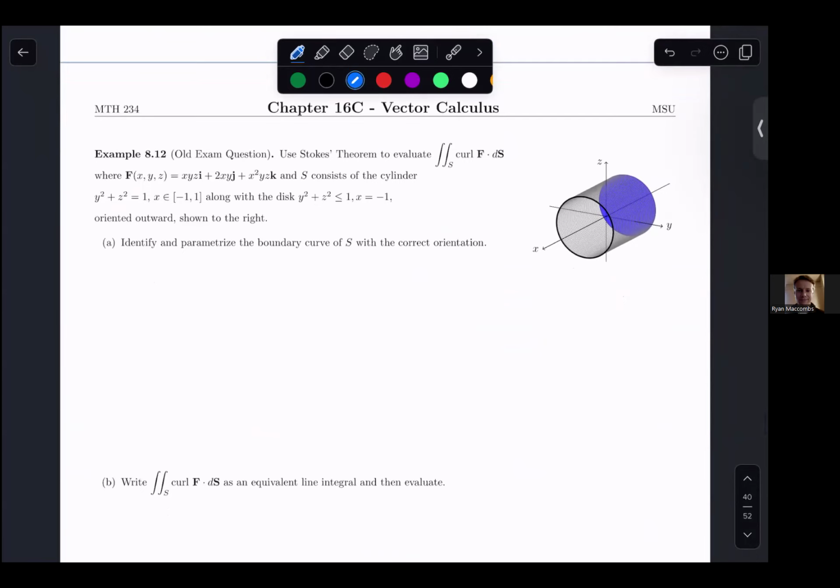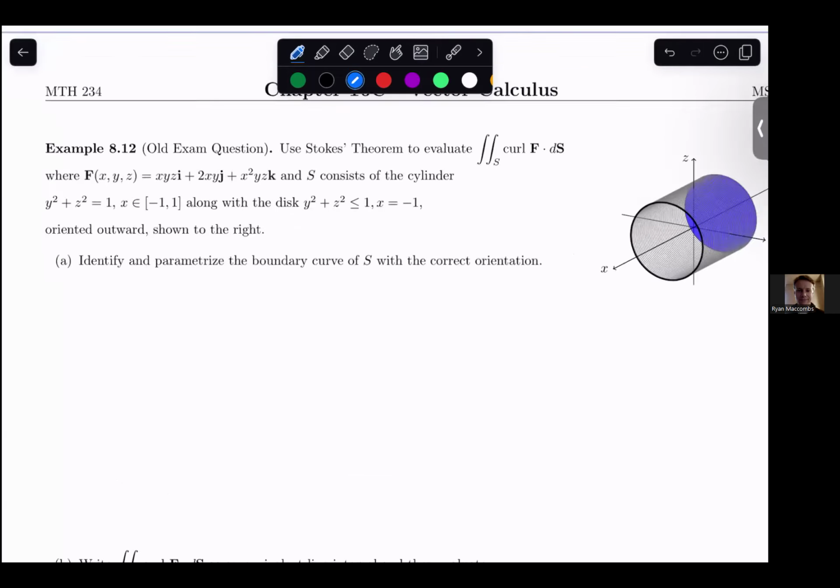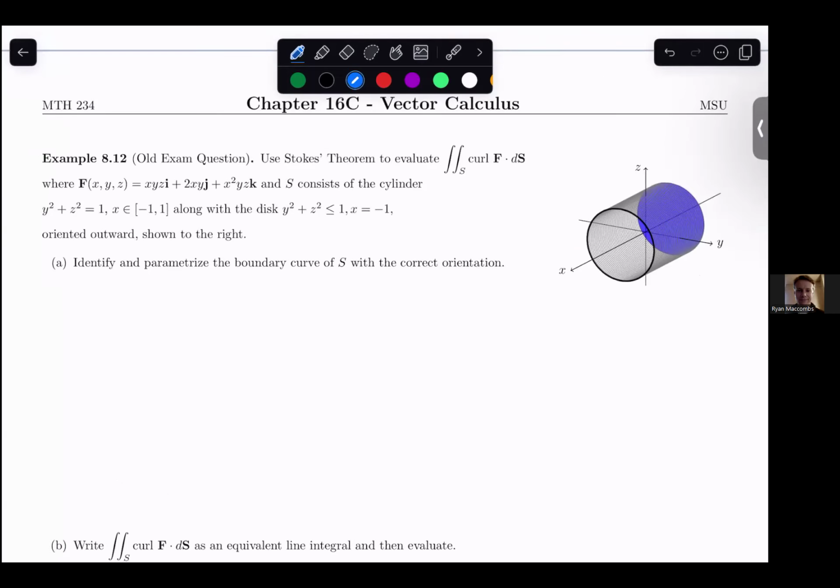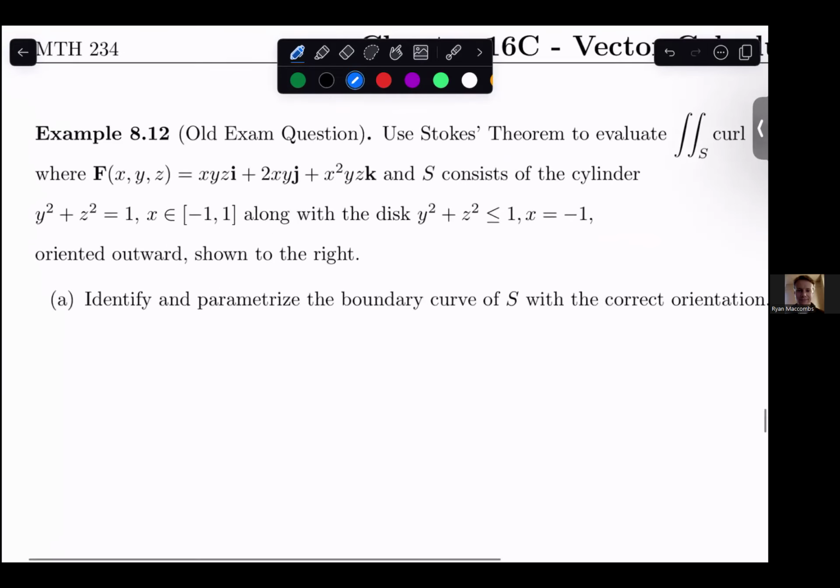This too is an old exam question. This one has, again, some vector field and an interesting surface. So our interesting surface in this case is basically a can on its side. It's made out of 2 parts, a cylinder, that ranges from x is -1 to x being 1, and again, it's y squared plus z squared equals 1. So that's all the sides of the can, essentially.